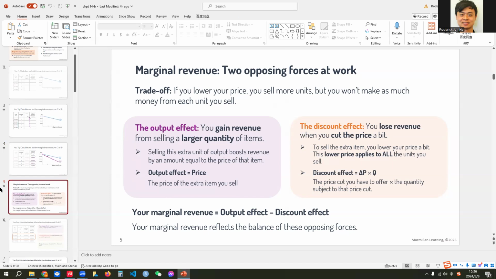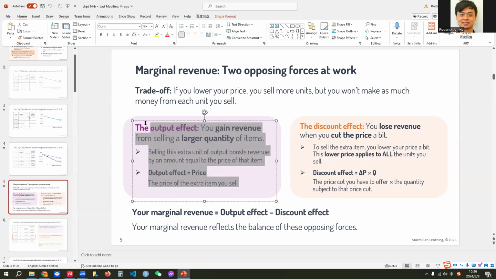Because there are two effects of opposite direction. The first effect is your intuitive effect. By selling this product, we collect the money back. That is what we call the output effect. You gain revenue from selling a larger quantity of items. So here, selling this extra unit of output boosts revenue by an amount equal to the price of that item.